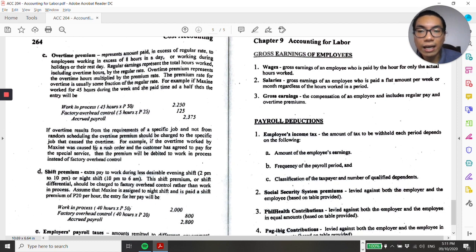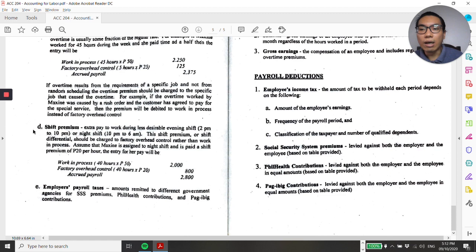Ito, another example here. If overtime results from the requirements of a specific job and not from random scheduling, the overtime premium should be charged to the specific job that caused the overtime. Ayan, so kung naka-specify on the problem na all hours or all payout to this employee will be directly charged to the production. Yan. May mga ganun namang company na ang treatment talaga is automatically directly charged to that certain job.